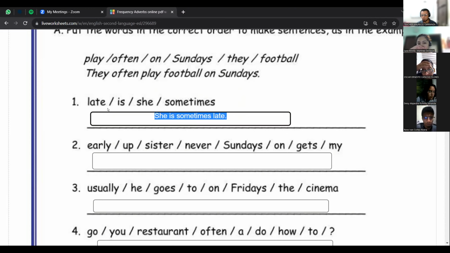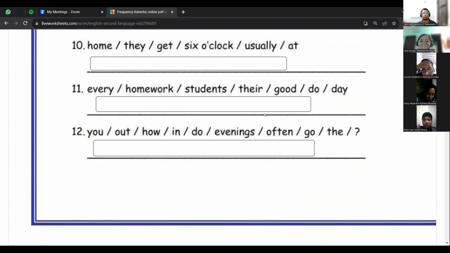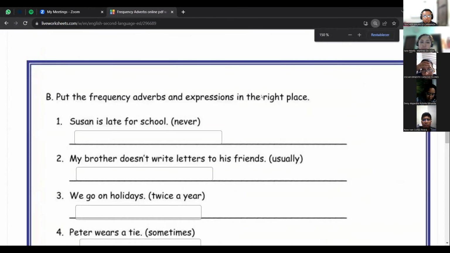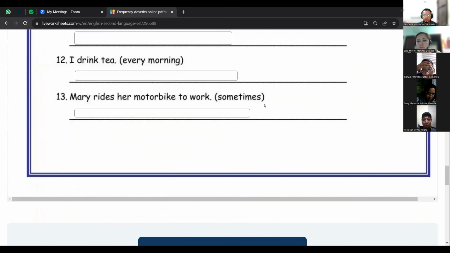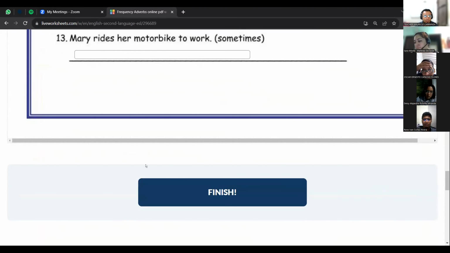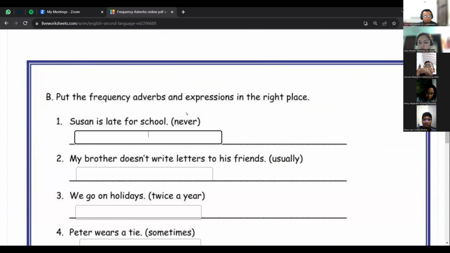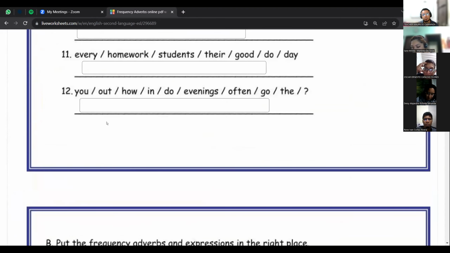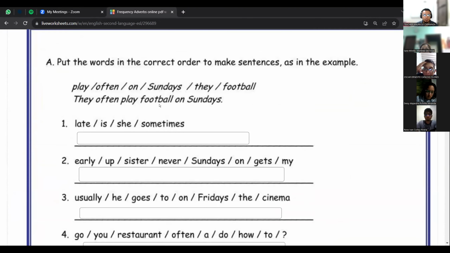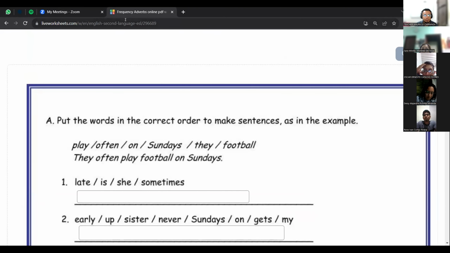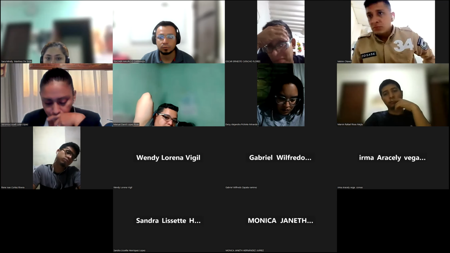Okay, so that's what you have to do. You order the sentences and you check at the end. If you have time, because you will always only have like 10 minutes, you complete part B. You rewrite the sentence using the frequency adverb in the correct position. If you don't finish, you save the link and then you can practice after class. You got it? Okay. So let me share the link and open breakout rooms.